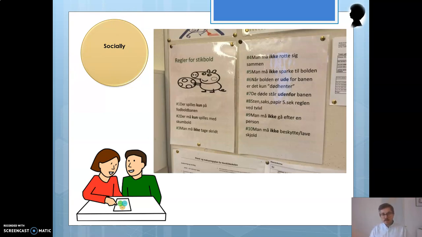But some of the children didn't know about all these not mentioned rules, and they couldn't really figure them out by themselves. So they in fact got socially excluded. They weren't allowed to go into these games with the balls.